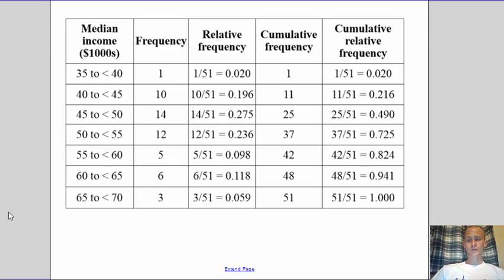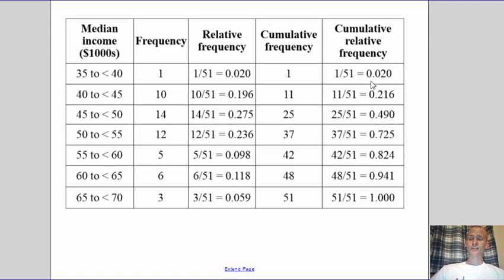What we can do with those is then just kind of stack them on top of each other. To get this 11, we took that there was one state below it and then 10 states in that category. We add those together and we get the 11. Then we add on the next 14 states in that next category from 45,000 to 50,000. If we add those on, it gives us a total of 25 states. Then we can add on the next block and so on and so forth, until we get all the way to our last one, which is 100%.